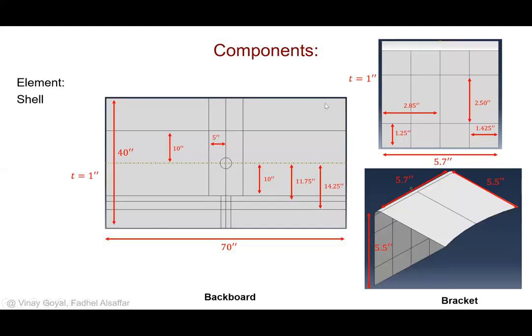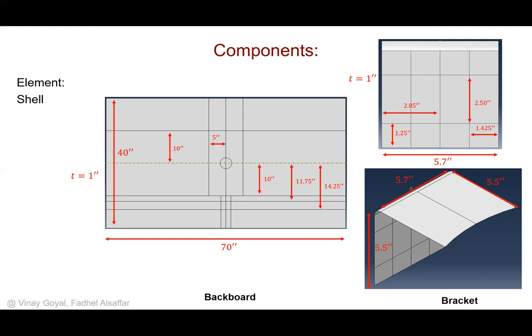The other two components are the backboard and the bracket. The bracket connects the backboard to the hoop or to the rim, which is this one here, and the dimensions are given here. Here I want to emphasize one point: this structure is basically just a board and a bracket. But as you can see here, there are a lot of details that are added.